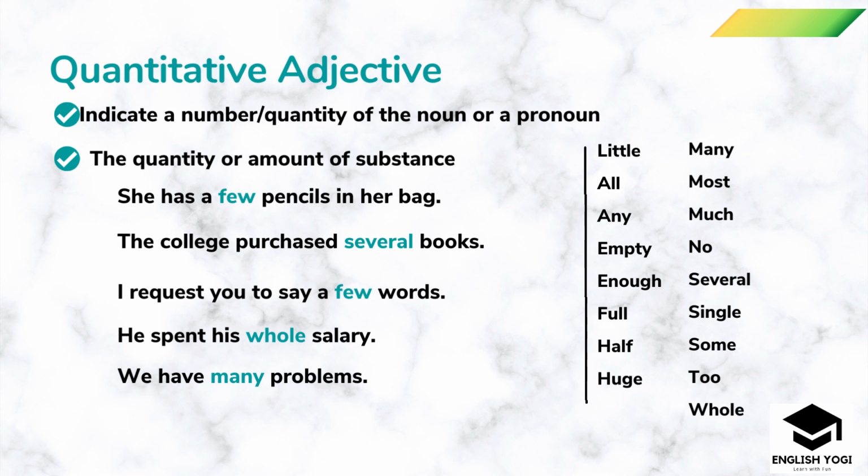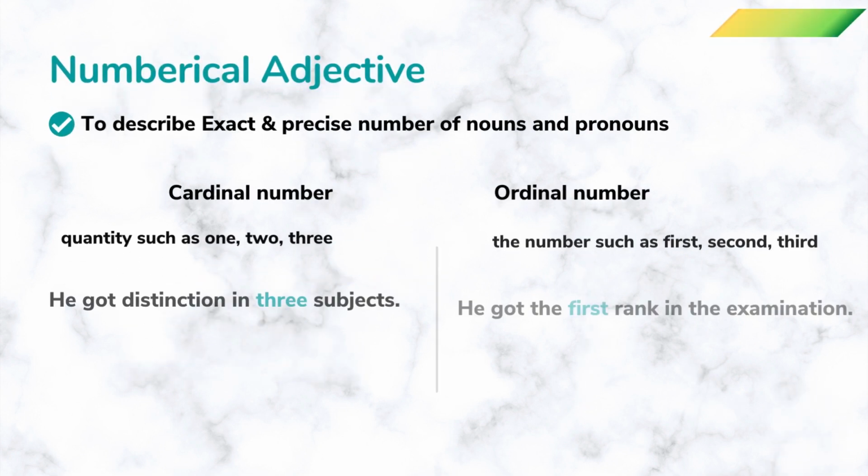In very simple language, what is a quantitative adjective? A quantitative adjective is a word that shows the quantity or number, not exact, of the noun. On the second side of that slide, we can see certain words that are quantitative adjectives: little, all, any, empty, enough, full, half, huge, many. So these are the examples of quantitative adjectives.